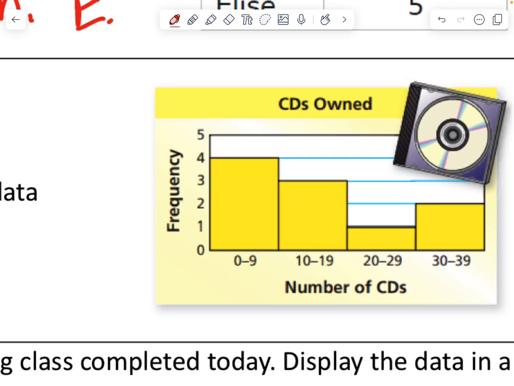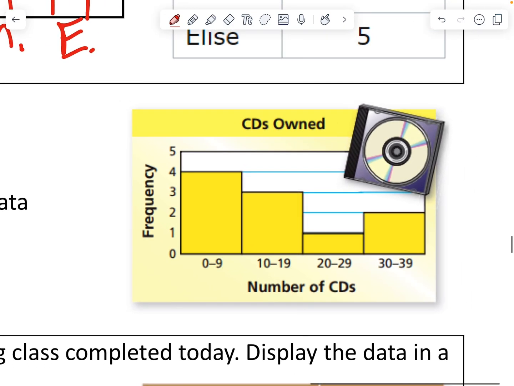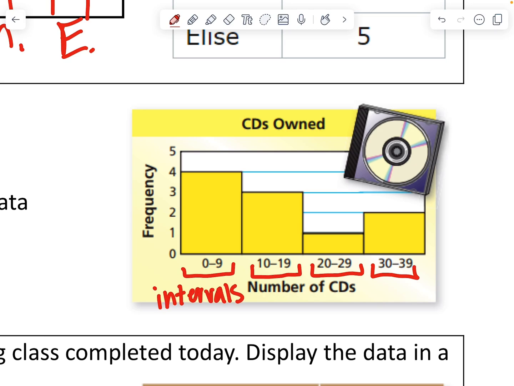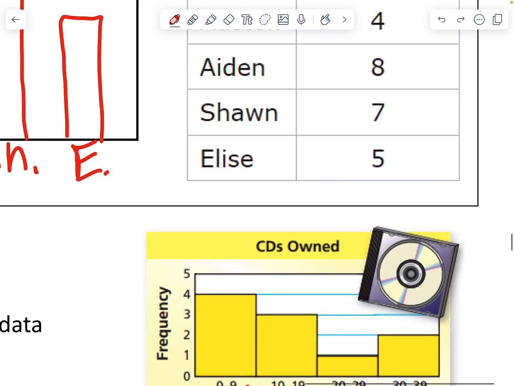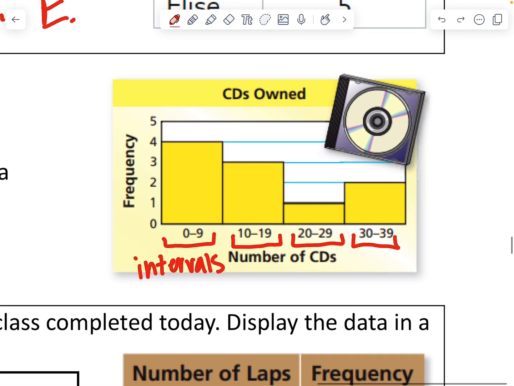If you look over here at this example, when it says intervals, that's 0 to 9, 10 to 19, 20 to 29, 30 to 39. Those are all intervals. So instead of just having one set number at the bottom, it has a range of them. That's what the difference is. And notice they're always touching, so it's a little neater because you don't have to space them out as much.